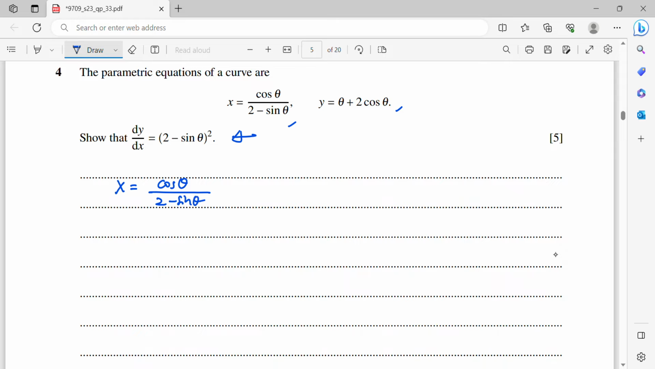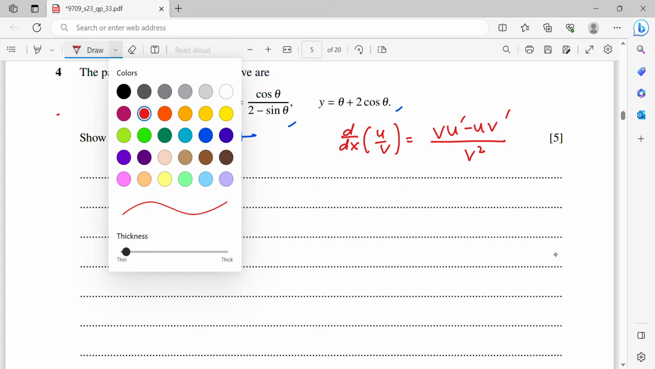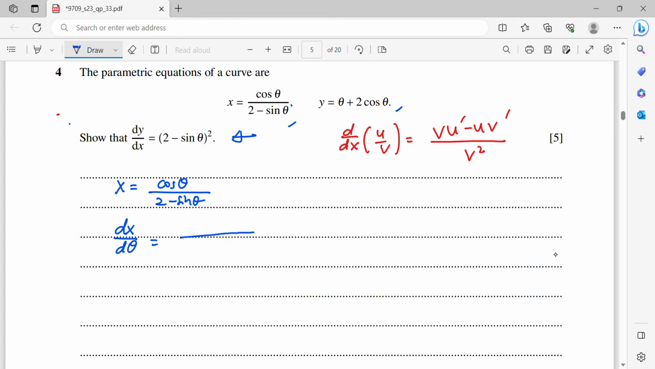Now I need to get dx/d theta. To get dx/d theta, we need to refer to the quotient rule: d/dx of u over v is equal to (v u prime minus u v prime) over v squared. So now I will square the denominator first. Then I rewrite my denominator, which is my v. Differentiate cos theta, it will be minus sin theta.